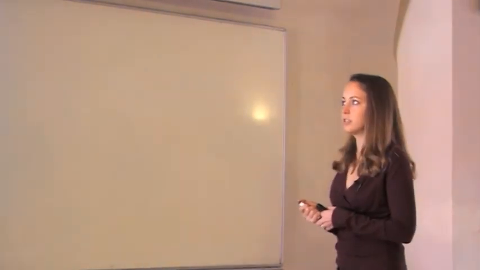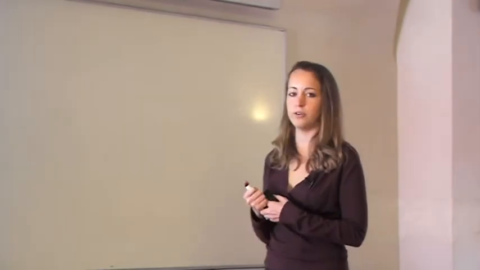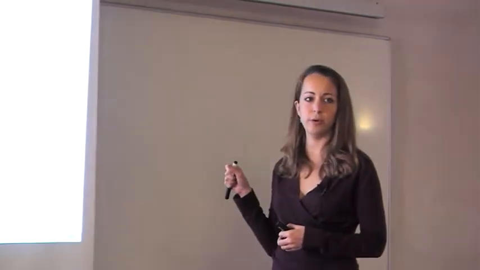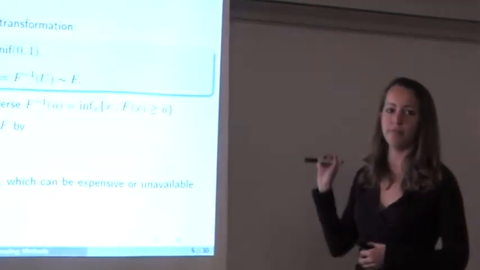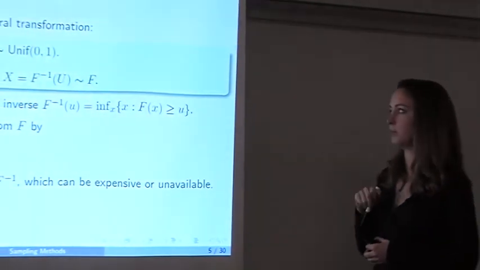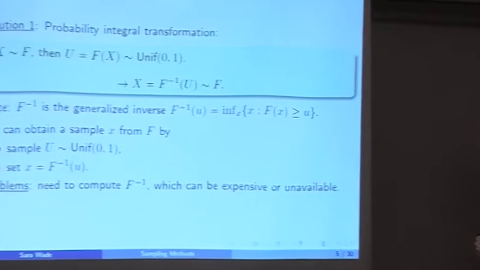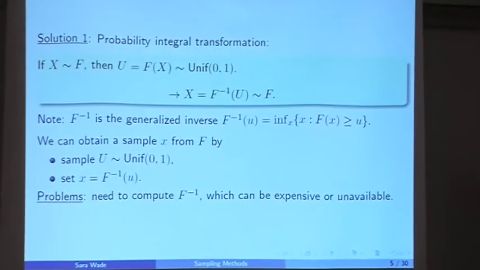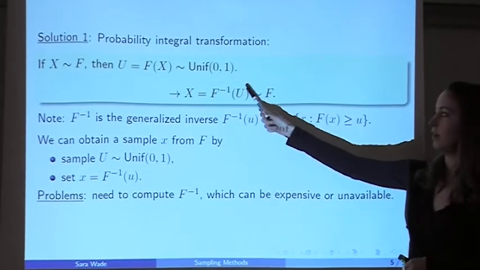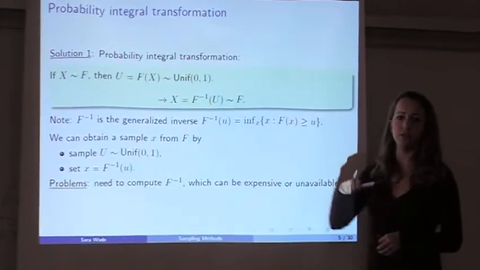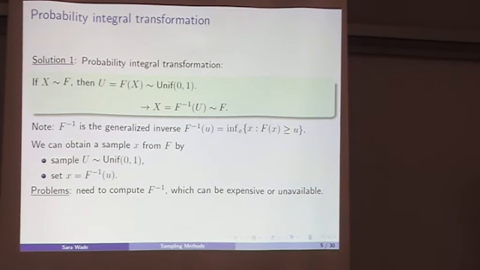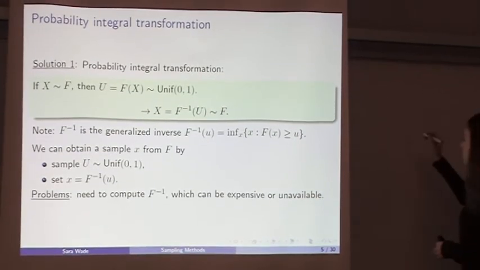So the first solution we'll look at is the probability integral transformation. So this says that if I have a random variable x which is distributed according to f, if I define u equal to f of x, then u has a uniform distribution. And conversely, if I define x equal to f inverse of u, where u is uniform, then x has distribution f. So f inverse here is a generalized inverse.